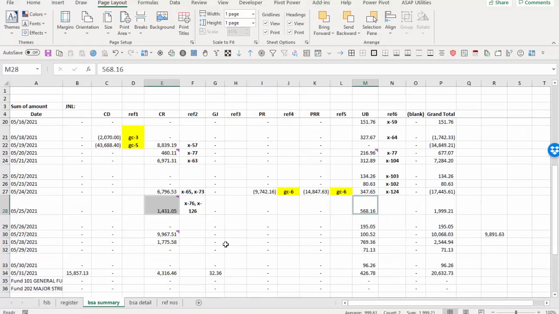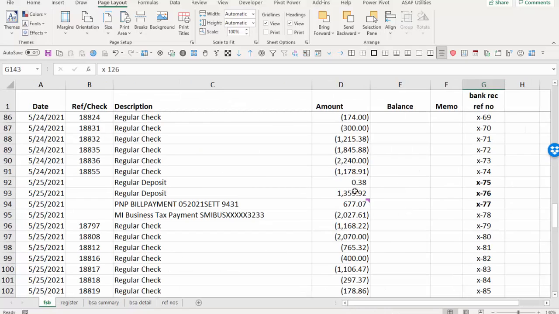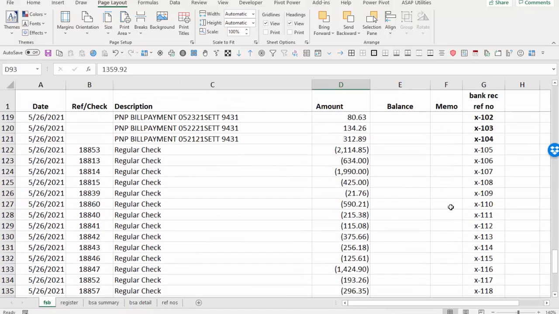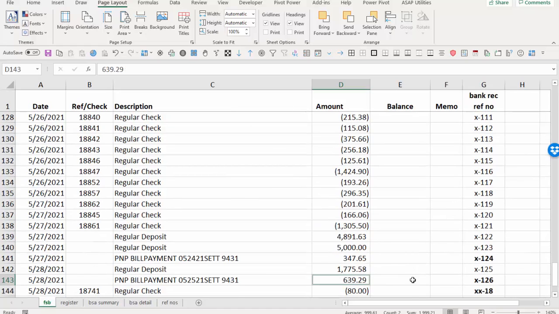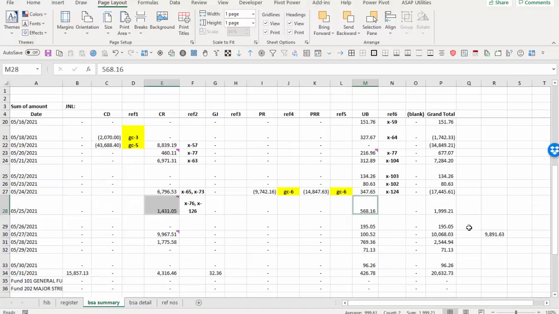And that's okay. So if you add the CR batch 1431.05 and the online payment batch of 568.16, you get 1,999.21. So if we add up X76 and X126, we should get the same amount. $1,999.21. So we're okay there. So we'll put the same 2 X numbers next to there.